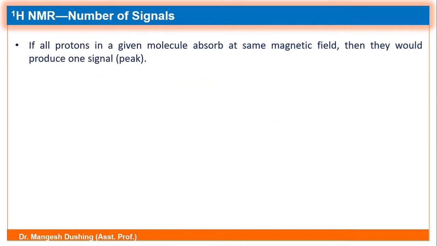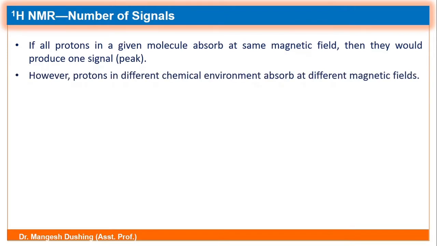Now, if all protons in a given molecule absorbed at the same magnetic field, then they would produce only one signal. If all protons present in the molecule are in the same chemical and magnetic environment, they absorb at the same magnetic field and the same frequency, and would produce only one signal, which would not be useful for NMR spectroscopy. Suppose all the protons in an organic molecule are the same, then how would we understand the structure? It would be difficult for analysis.